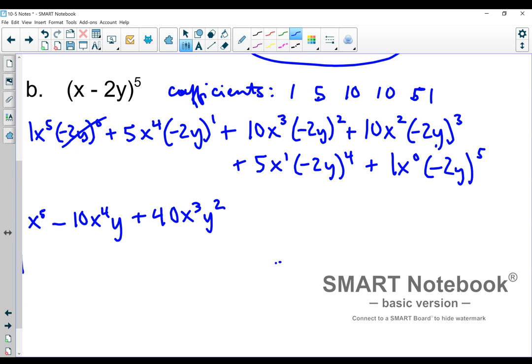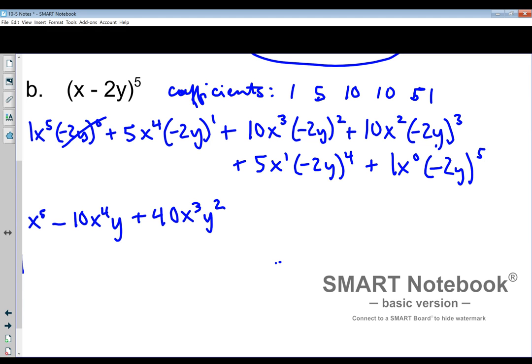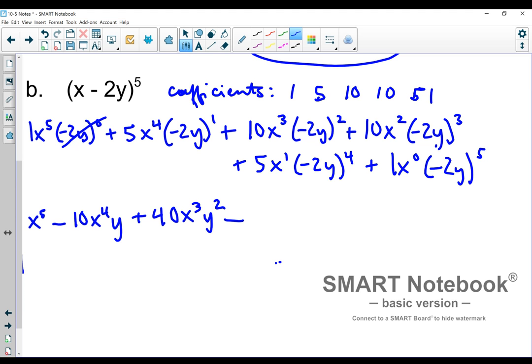And this thing is not wanting to write. I don't know what's going on. Minus. There we go. On the next one, 2 cubed is 8. And 8 times 10 is 80. X squared y cubed. And then plus, because 2 to the 4th is 16 now, a positive 16 times 5 is another 80. Xy fourth.